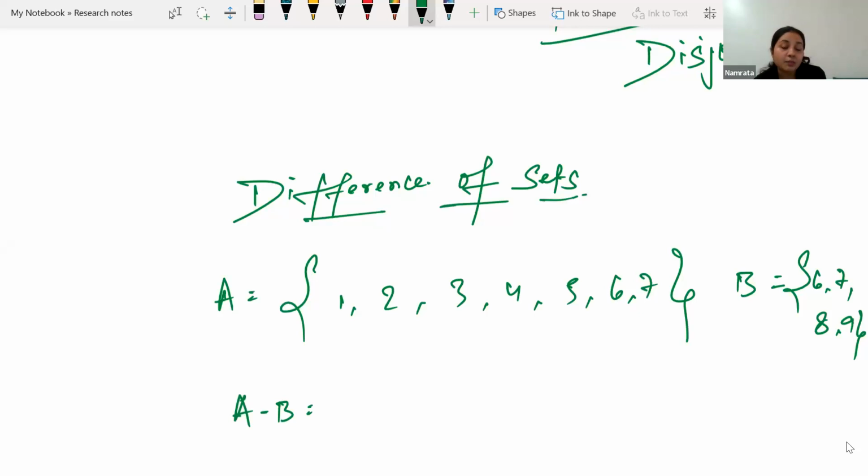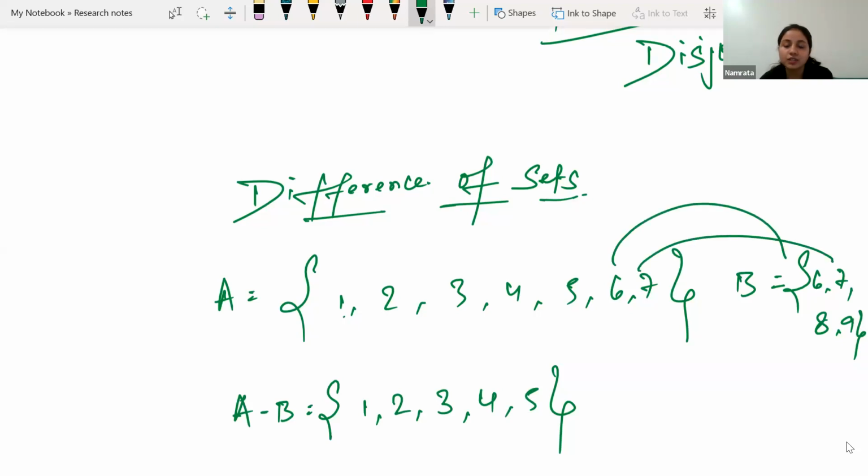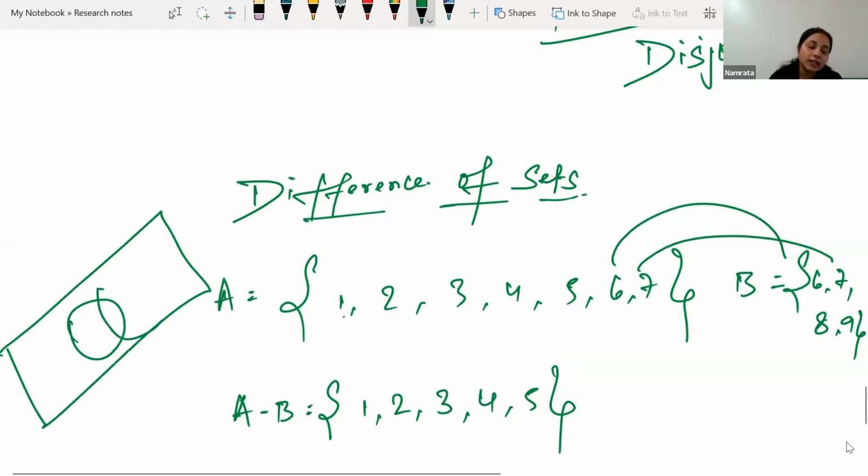whenever we are finding A minus B, we will be writing the elements of set A which are not there in B. All the elements we will be writing over here of set A, but those elements must not be in set B. Let me write 1, 2, 3, 4, 5, but that's it. Okay. 6, 7 we will not be taking over here because they are in B also. Can you see? So A minus B, the Venn diagram will be like this.